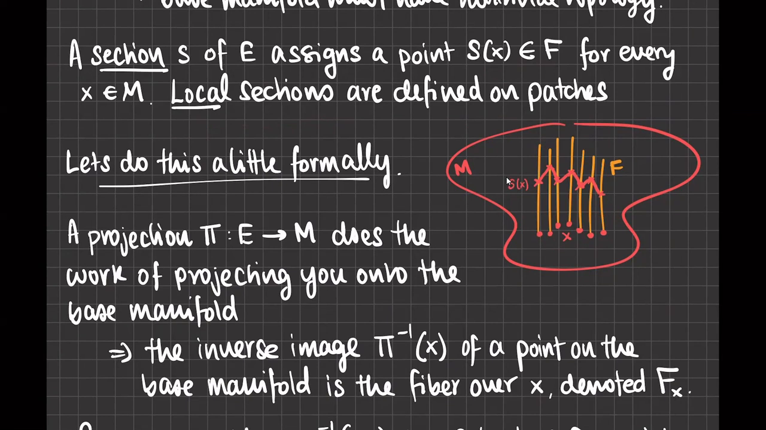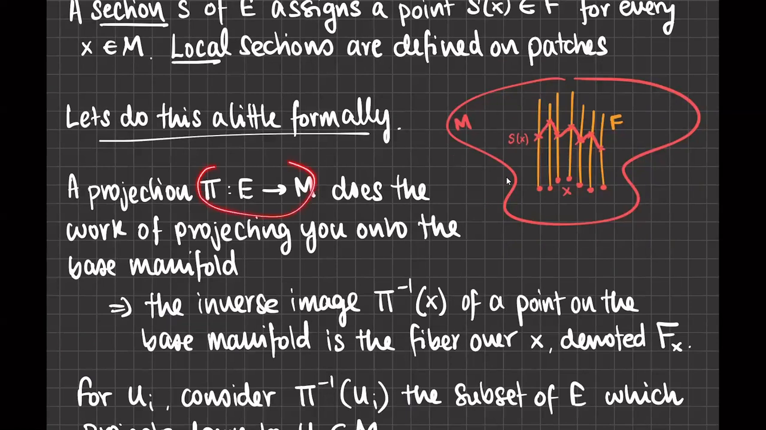So a projection pi is basically a map from the fiber bundle down to the base manifold. Okay. It's not a map from the fiber to the base manifold. It's a map from the bundle to the base manifold. And what it does is the projection. So E is locally. Let's write this. E.